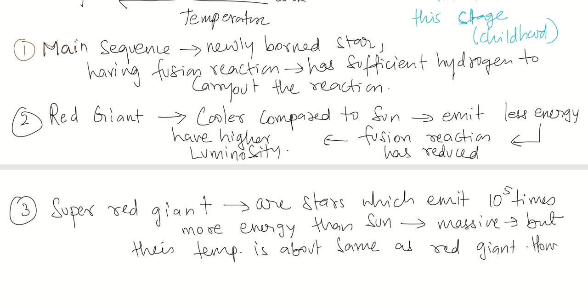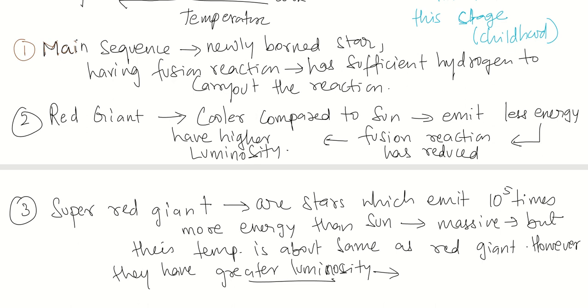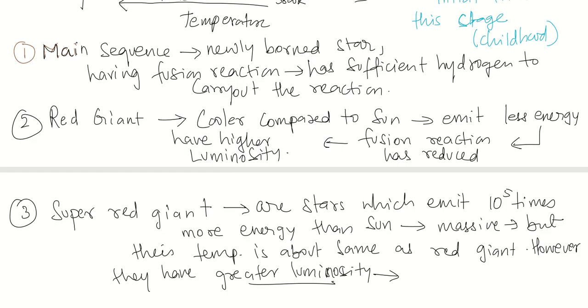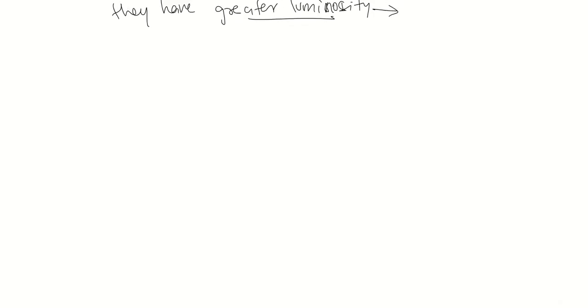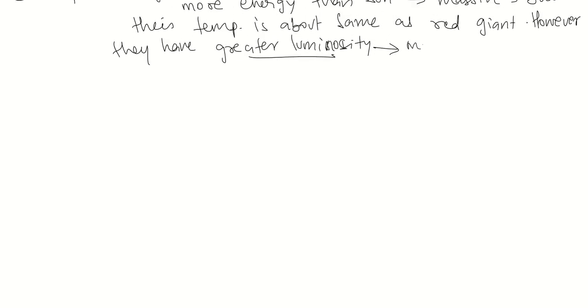However, they have greater luminosity. Greater luminosity, what does it mean? It means they are brighter. They are technically brighter. So they are more bright.